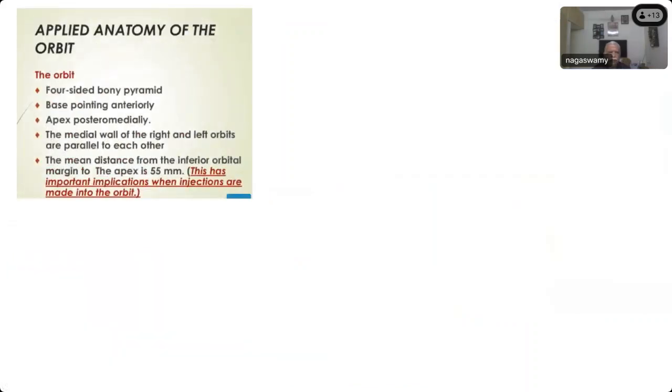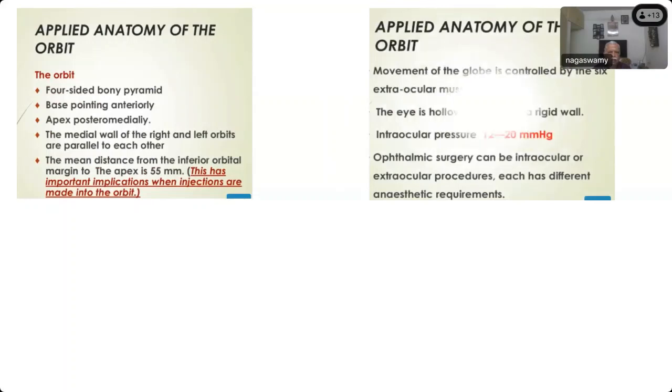So sometimes they can ask you about the applied anatomy of the orbit also. So to change the monotony of asking the same question, they can ask you about the orbit and its anatomy. What bones form it, all those names you have to know, and the normal depth of the orbit in an adult is about 55 millimeters. And so this has implications when injections are made, that is when you make a retrobulbar block, you have to know how much volume you have to give. And the intraocular pressure is normally 12 to 20 millimeters of mercury.